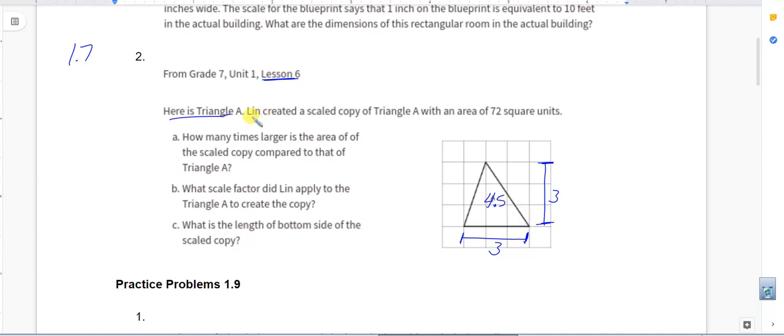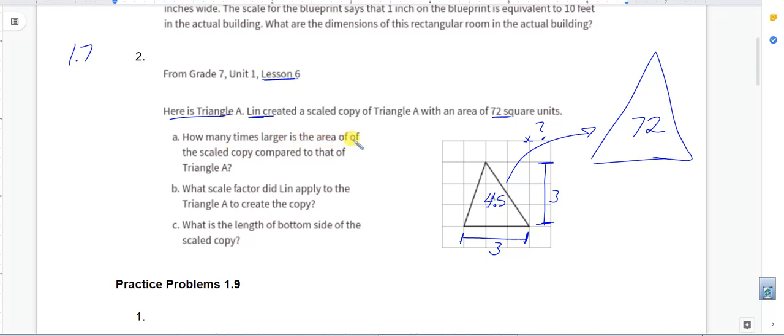Okay, and what Lynn's gone and done is he's making a scale copy of this triangle, and he's making it bigger because he's going from 4.5 square units to 72. So he's drawing a larger version, a scale copy. So it looks the same, even though mine's not a great version. It looks the same, but instead of having 4.5 square units, it has 72. So he's multiplied by something to make it larger. All right, so let's look at the questions.